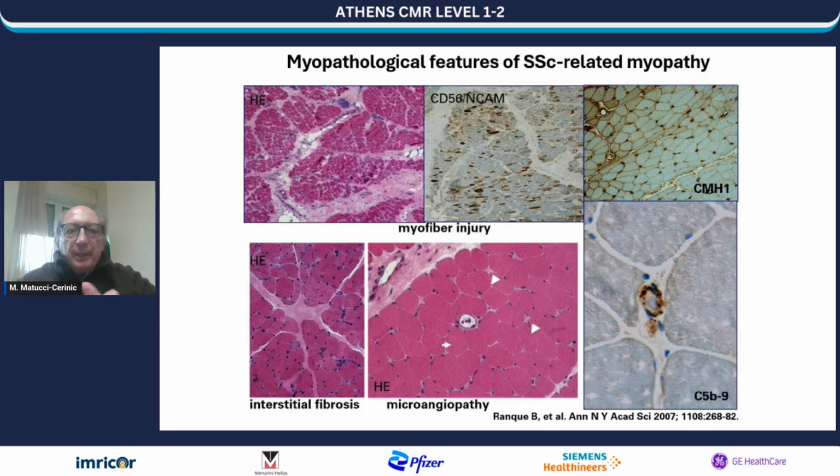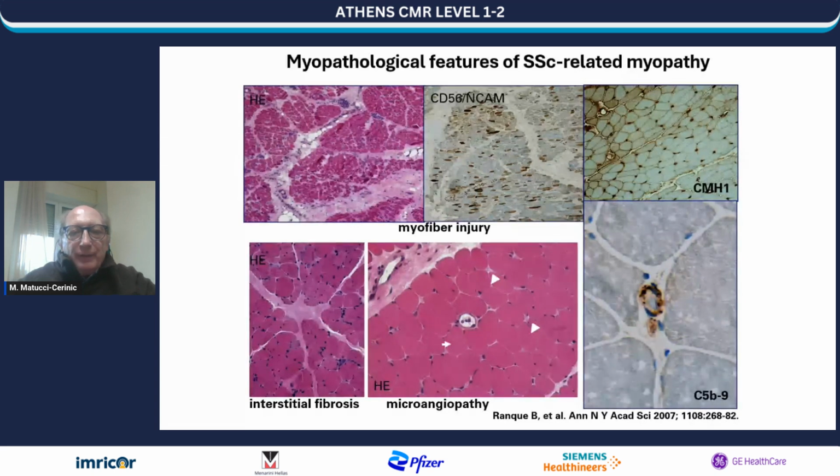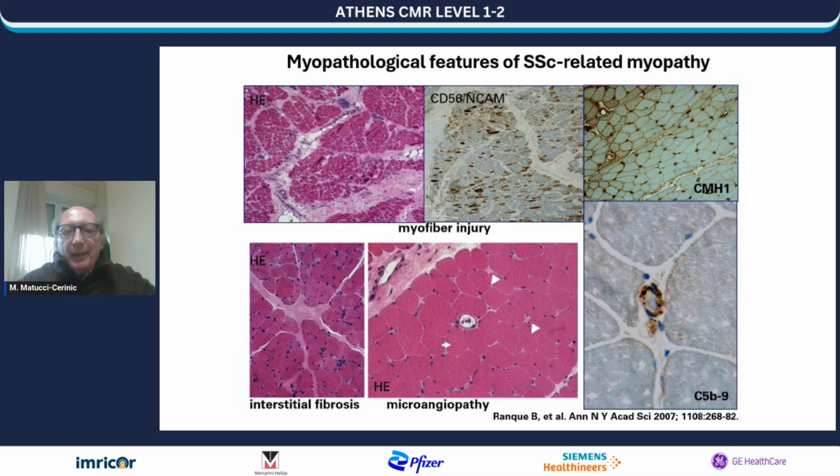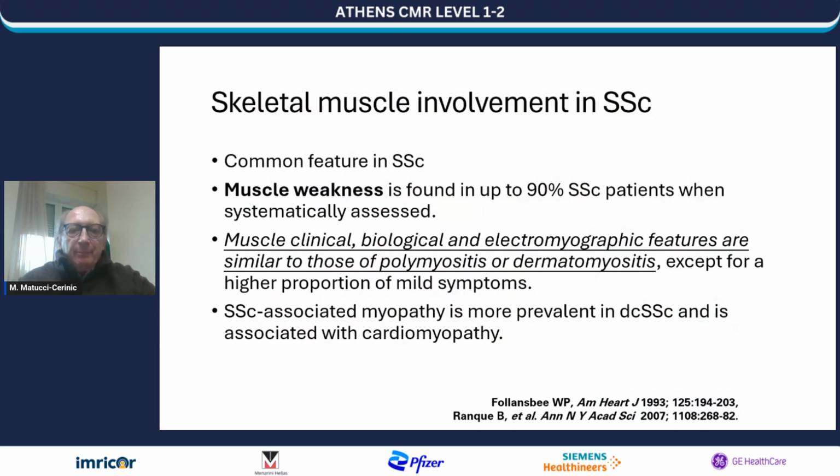So here you see all the pathological features from the injury of the myofiber to the interstitial fibrosis to the microangiopathy, and you see that this is a characteristic vision of what we see in the muscle of this patient affected by systemic sclerosis. The next one, please. And here we know that, as I told you at the beginning, weakness is the most important element, and that we have to investigate the moment the patient becomes weak, several factors.